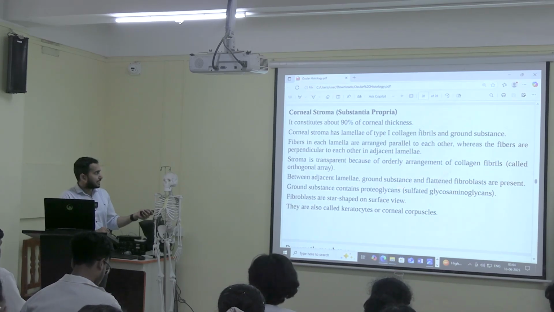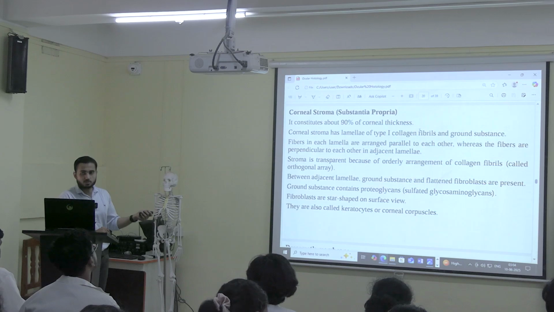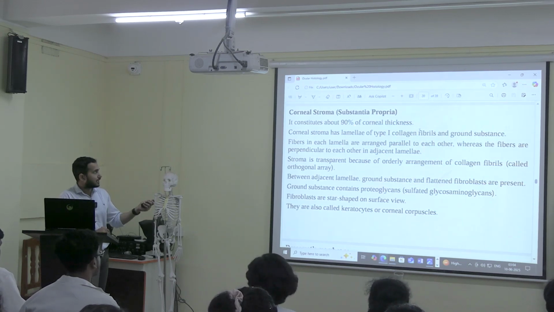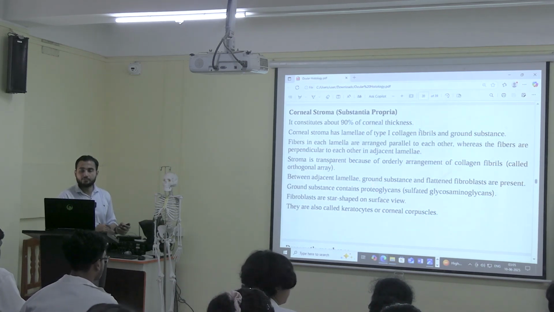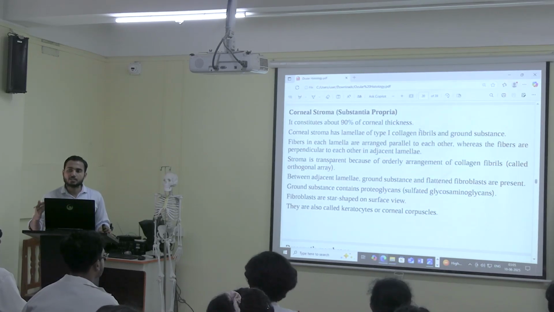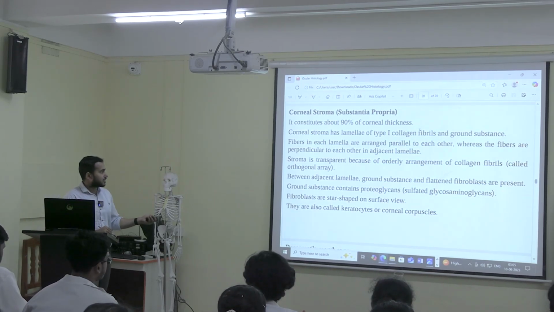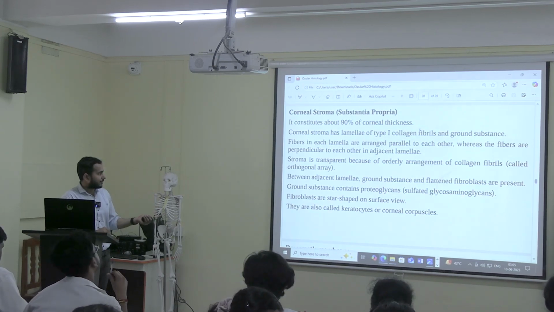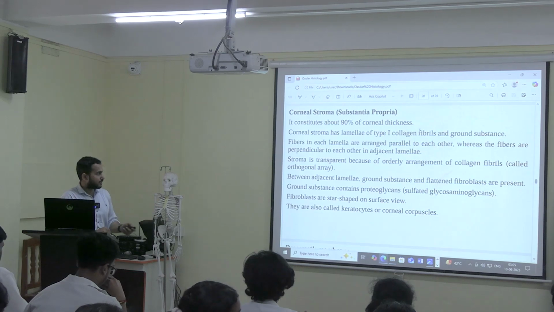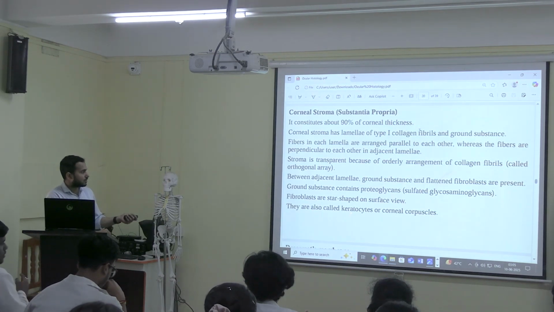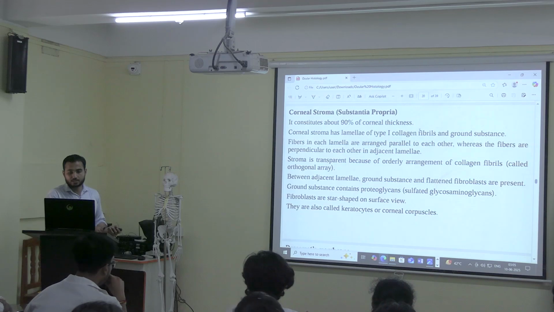Now, between the adjacent lamellae, ground substance and flattened fibroblasts are also present. Okay, as I have mentioned earlier, here you can see type 1 collagen fibrils and ground substance. So this ground substance is present in between the adjacent lamellae. And if collagen fibers are there, then please keep in mind, fibroblast cells will also be there, because those fibroblast cells are the ones forming the collagen fibers. Next, ground substance is made up of proteoglycans, that is sulfated glycosaminoglycans. Okay, and fibroblast का जो appearance होता है, it is star shaped. The cells are also called keratocytes in case of corneal stroma.